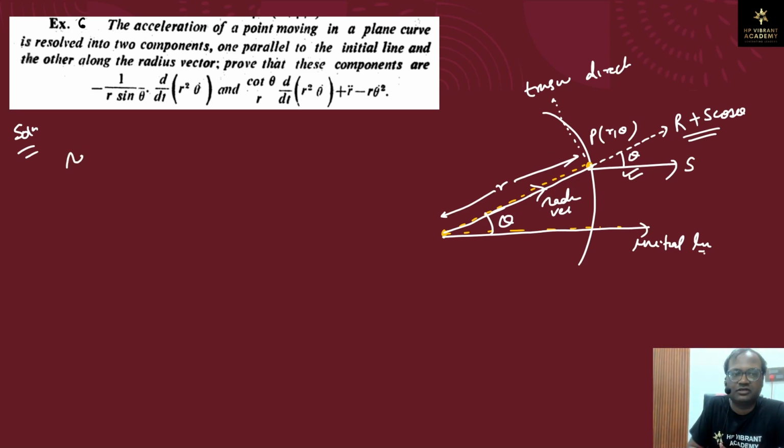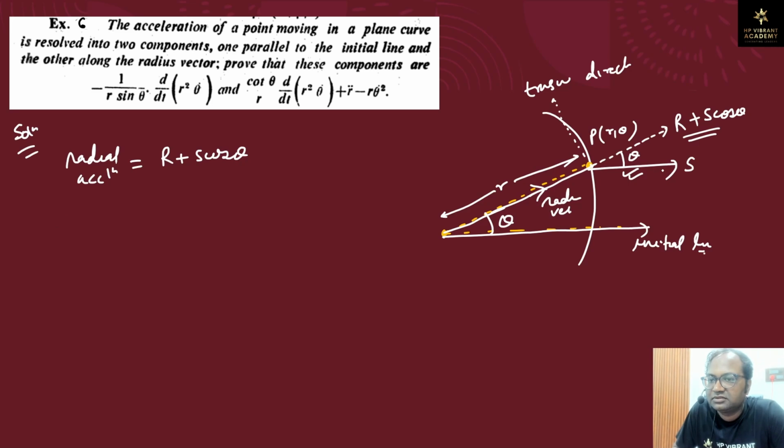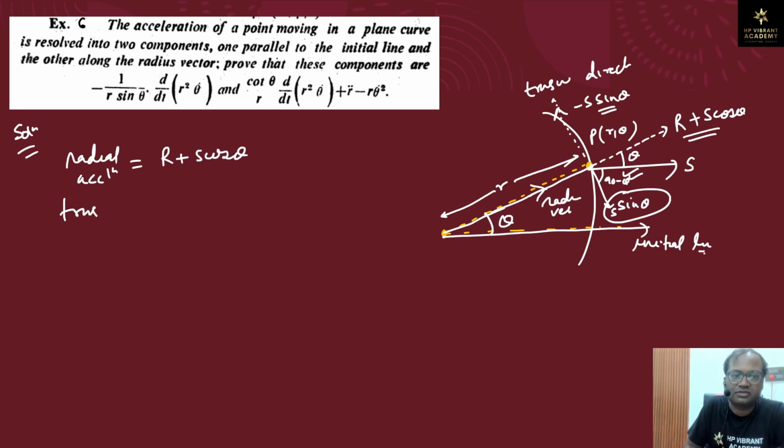So the radial acceleration, that is the acceleration along the direction of the radius vector, is given as r plus s cos theta. The component of s along the transverse direction, with angles theta and 90 minus theta, is s sin theta. This is in the negative direction, so in the positive direction the transverse acceleration will be minus s sin theta.